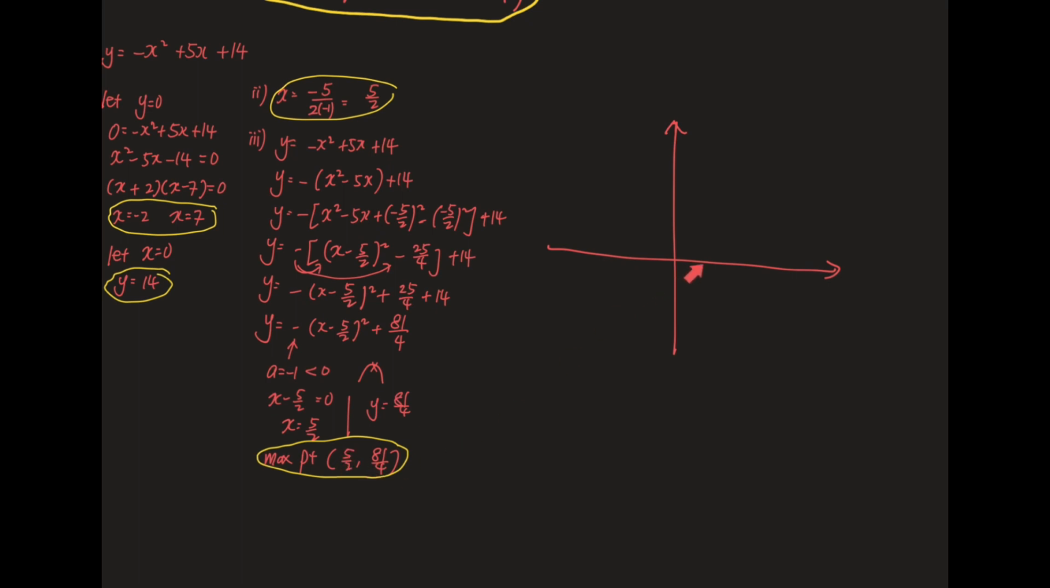So start from the maximum point. As you can see, 5 over 2 and 81 over 4, somewhere here. And it's a maximum graph, so you should expect the graph to be like this. And then the x-intercepts -2 and 7 have to be considered at the same time. So our graph, one part cuts at the negative value, -2. Another one cuts at the positive value, which is 7. The y-intercept is 14, which is here. This is 14.